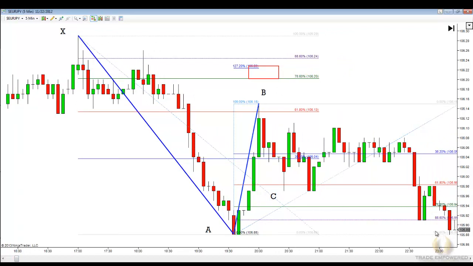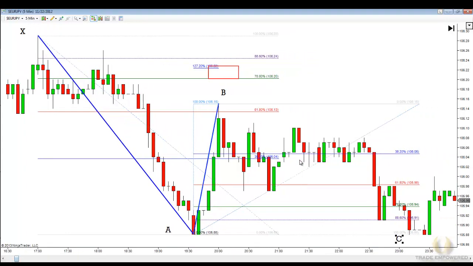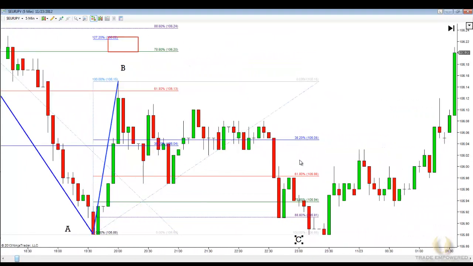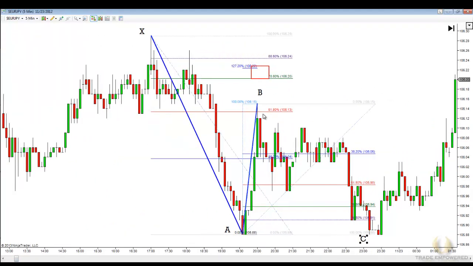Now this is still a valid pattern as long as we don't break this A point. You can see the market comes right to it, but we never penetrate it and push beyond it. This is still a valid C leg. So what we have to do is adjust our C to here, and as long as we keep pushing down, we just need to adjust our C move. Now, give it some time. As the market rallies up, we still have our same kill zone.